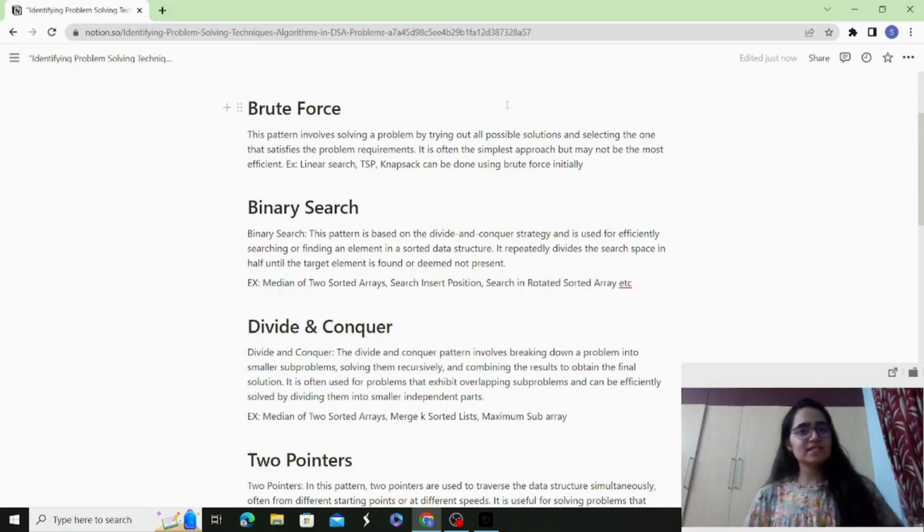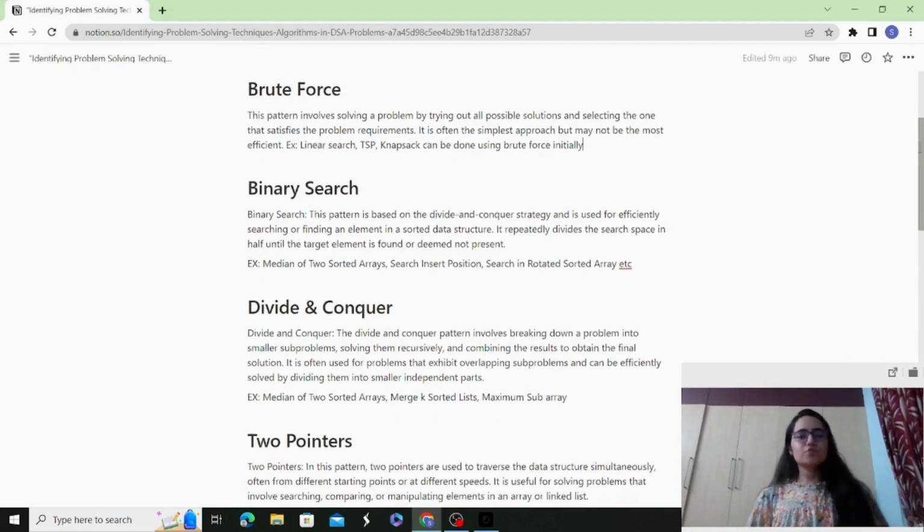Start with the brute force or naive approach if you're not able to come to the optimized approach in one go. It is often the simplest approach, by the way, and some examples would be linear search, where you want to find a particular element in an array or any collection of elements, the traveling salesman problem, and even the knapsack problem. Of course, linear search can be solved with other optimized approaches as well, and TSP and the knapsack problem can be solved using dynamic programming, which is an optimal approach, but these can be done initially with the brute force approach. I hope I have made this clear to you.